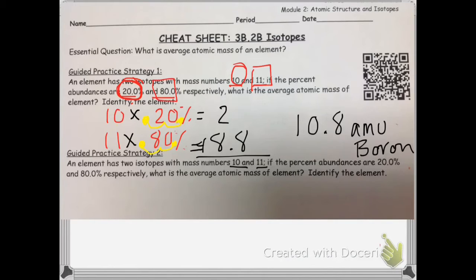So I've got 10 and 11 and 20 and 80%. I'm still going to ask you to make your grocery list of information. So I've got a mass of 10 and my percent abundance is 20. And I've got a mass of 11, and my percent abundance is 80.